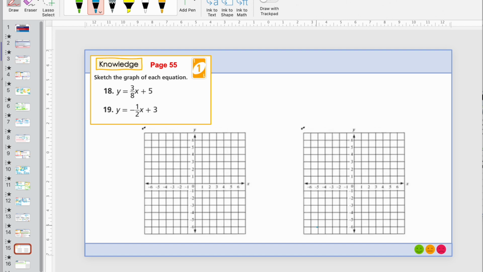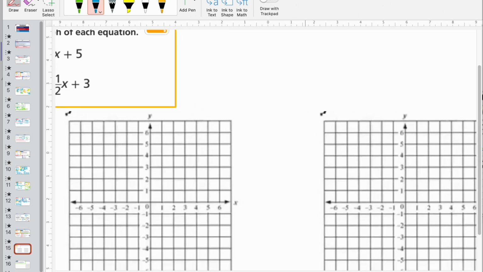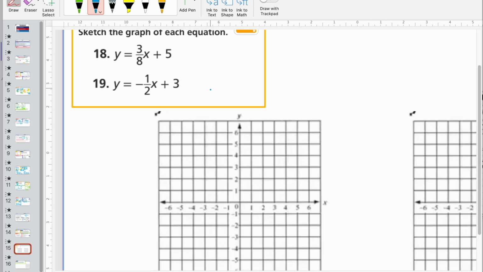Sketch the graph of each of the following equations. Let's do it. So the first one is y equals 3 over 8x plus 5. First step is b. Locate it. What is b? It's +5. Second, follow m. What is m? It's 3 over 8.